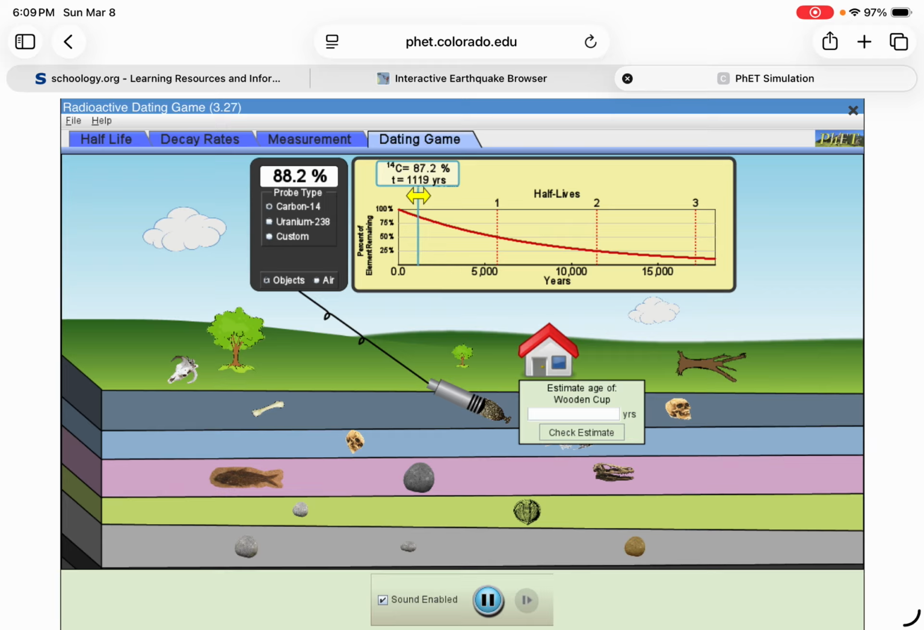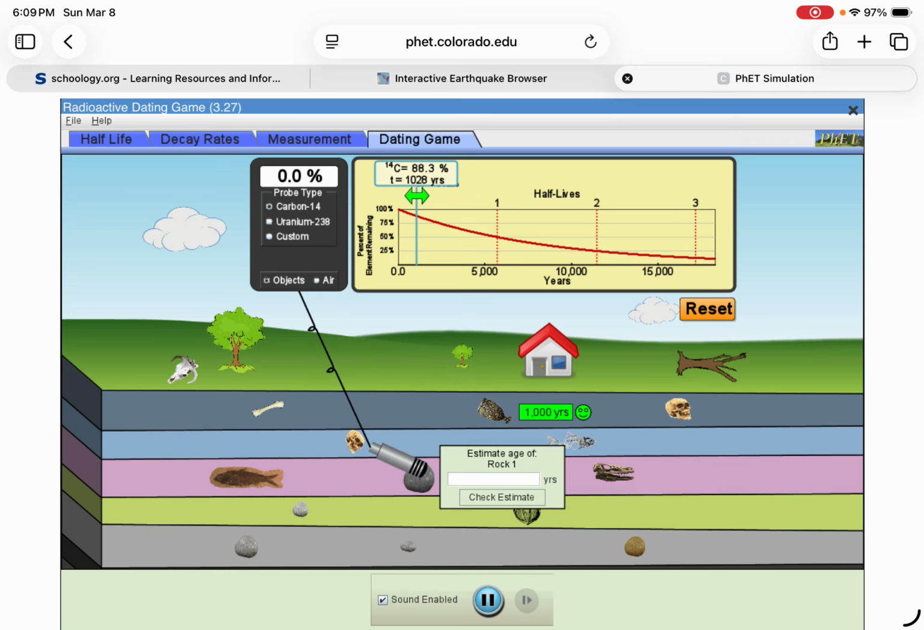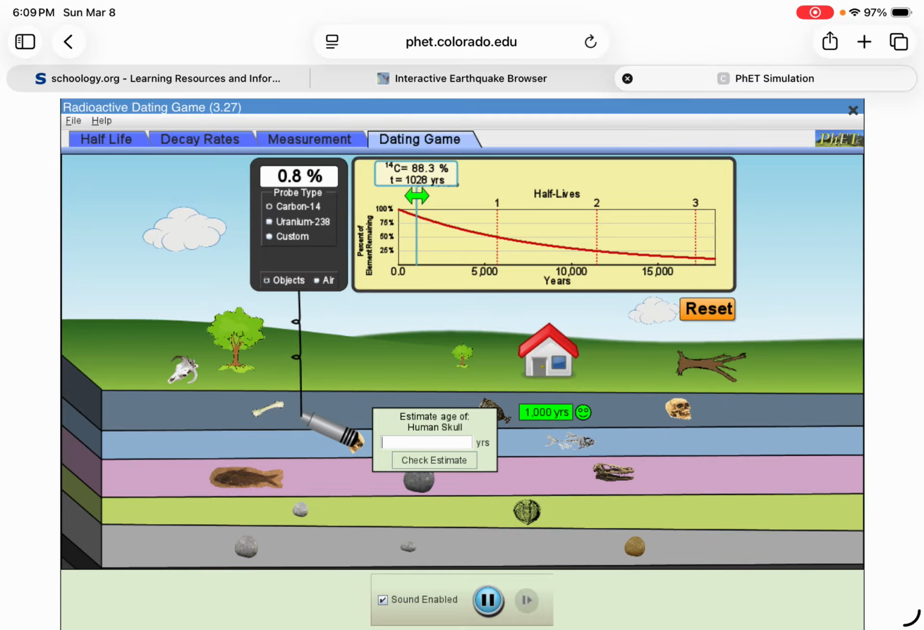So we're looking at 88.2. It's about 1,000 years, maybe. So time is 1,000 years, and we can check that. That's nice, and it has a little sound. Check this guy. We can look at the human skull here. We can see that it's definitely going to be more than 18,000 years. So maybe it's going to be like 25,000 years. I don't actually know. Maybe 40. It's about 40,000 years.